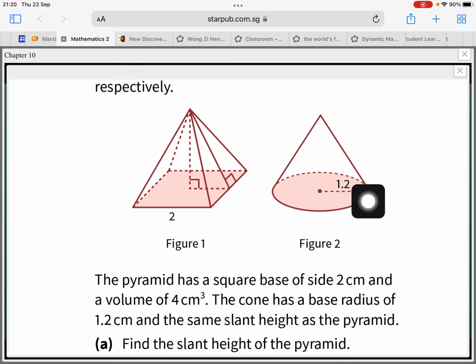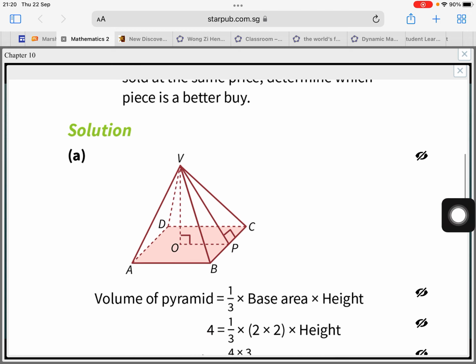So I know 1.2, which is my pi r square. I can find my base area, but I don't know my vertical height. So I need to do another round of Pythagoras theorem, since I know the slant height is the same over here. Using the slant height 1.2, I can find my vertical height. So that's what we're going to do.